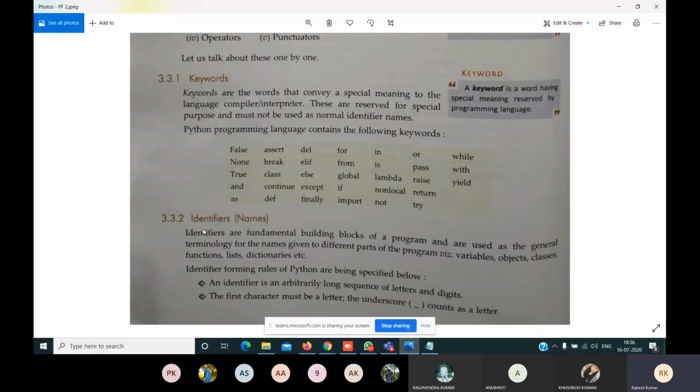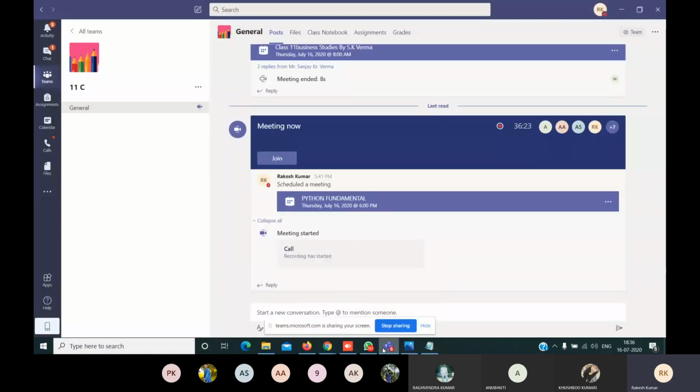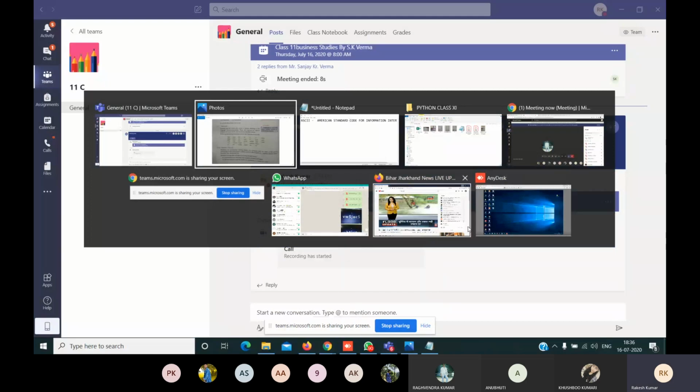If we are giving a name, doing naming, then we have to follow the rules for identifiers. How can we define, how can we give the name? These things are carried on to the next class.